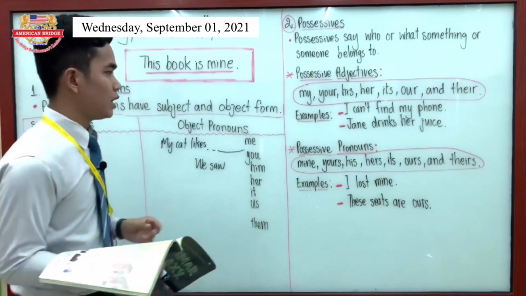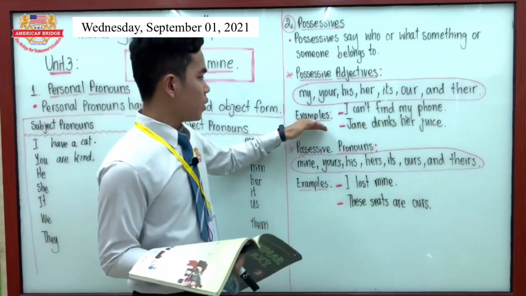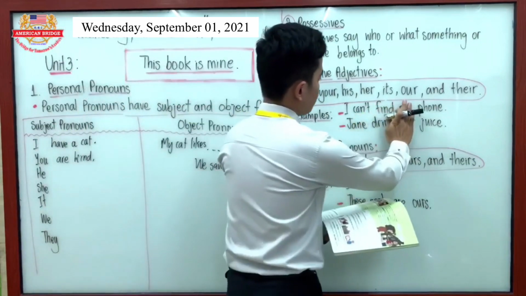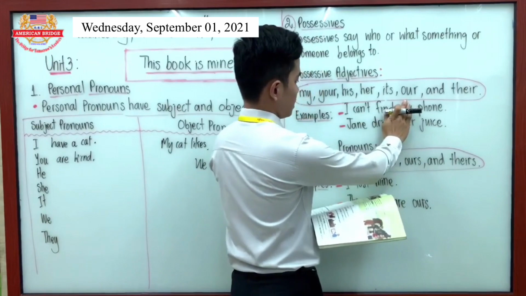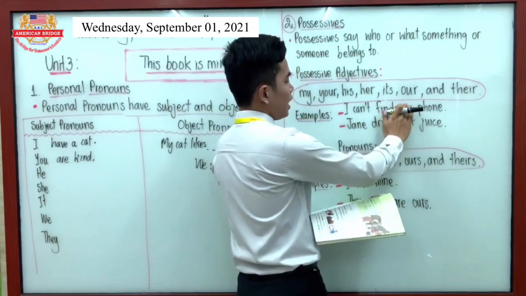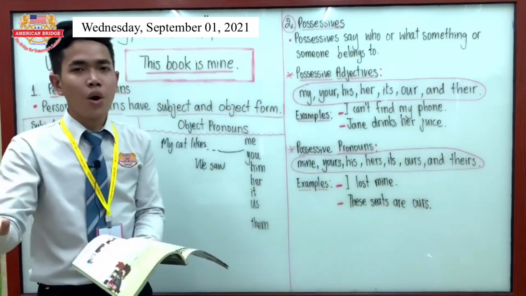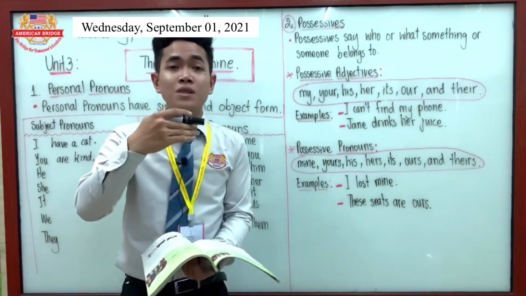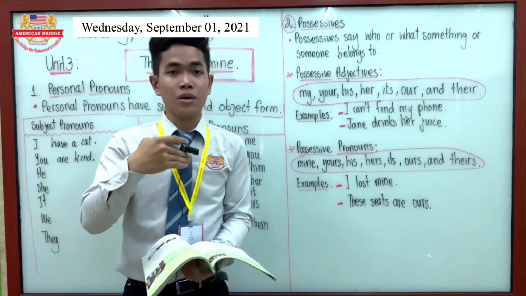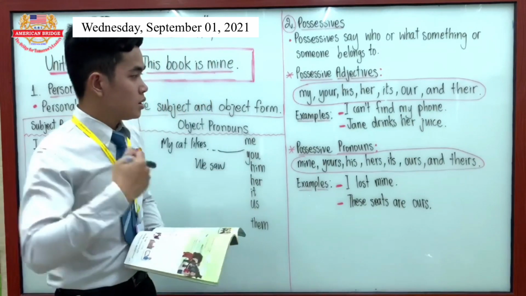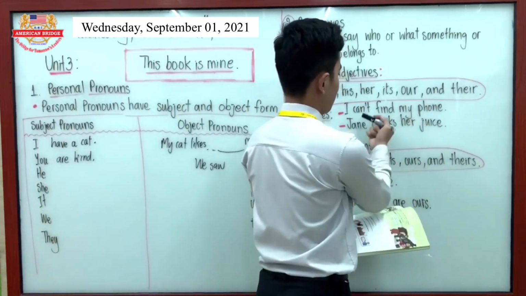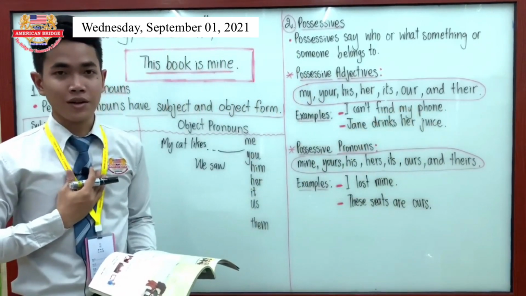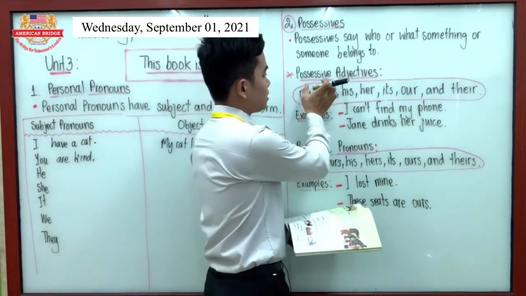How to use it? Now let's see an example. I can't find my phone. If I don't use the word my in that sentence, you can read, I can't find phone. So it is not really specific, like whose phone is this? We want to specify the possessions or the belongings of someone, right? So you can see, I can't find my phone. Whose phone? My phone. Right, so this is what we call possessive adjectives.